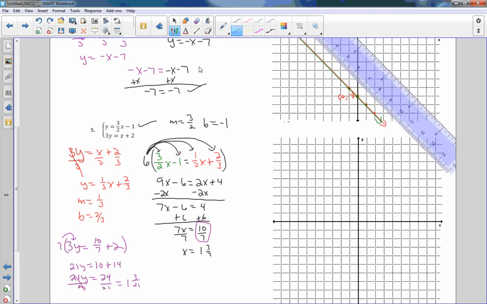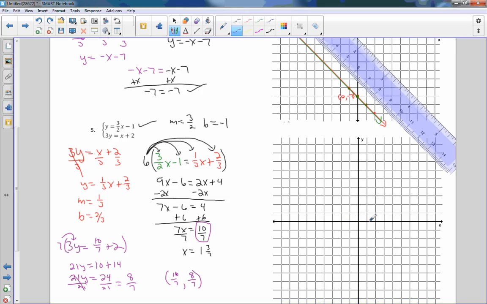Okay, instead of doing this here, I'm going to reduce, because 3 will go into each of these. 3 goes into 24 8 times, 3 goes into 21 7 times. So I have the point, my x is 10 over 7, and my y is 8 over 7. Okay, so y equals 8 over 7. So 10/7, 8/7.